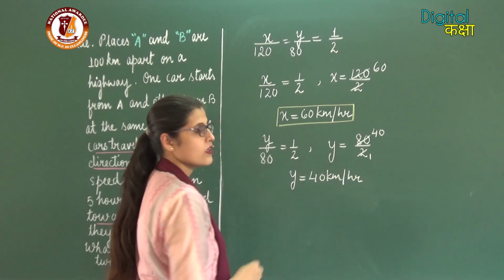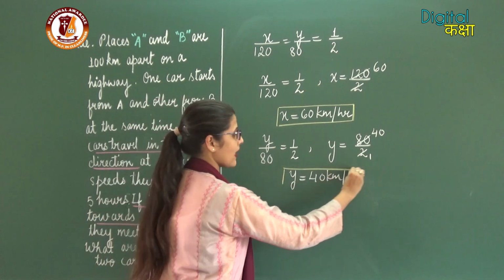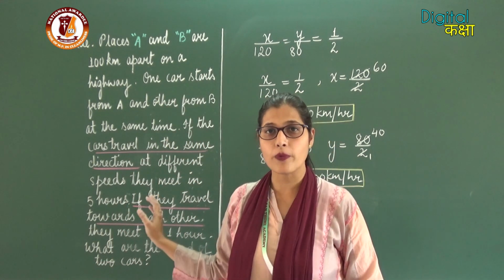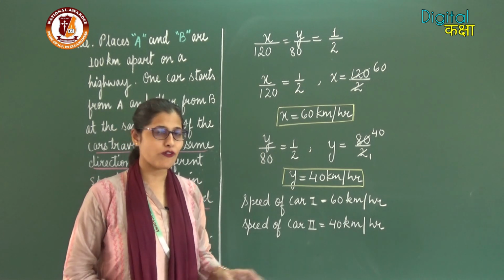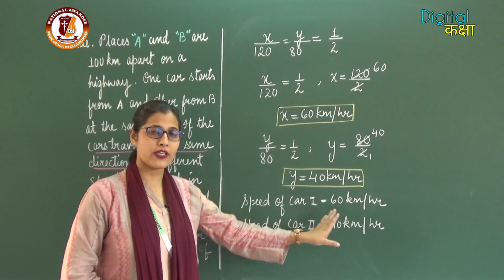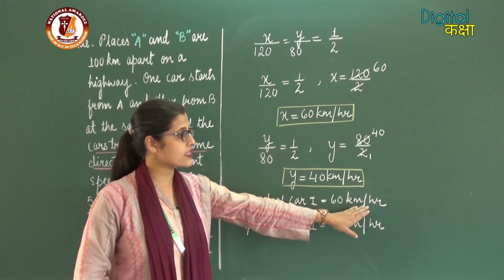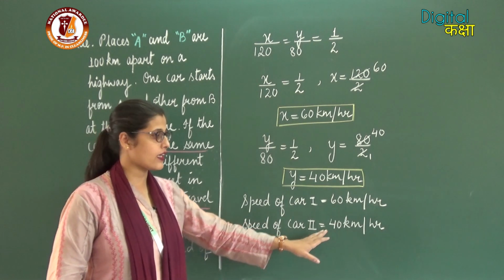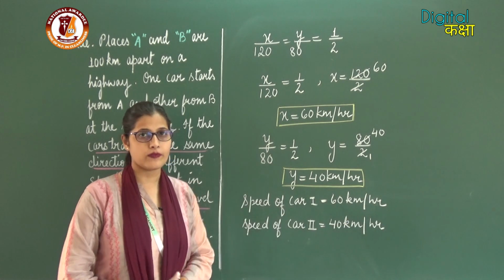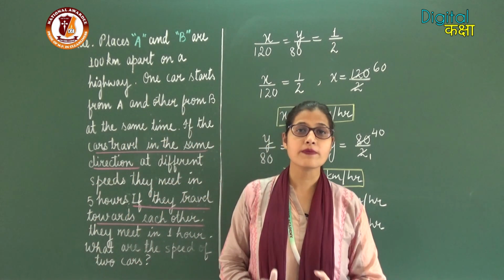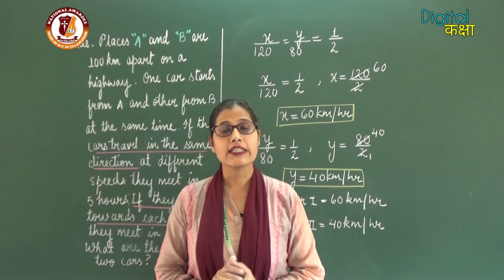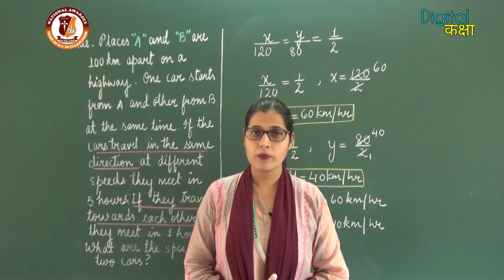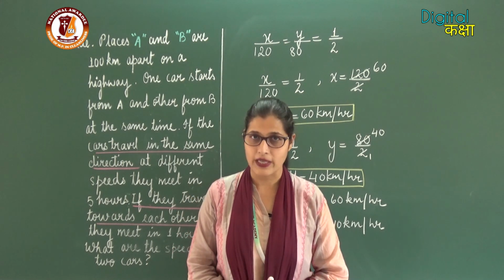So by solving this, we got the values of x and y, which is the solution of the given word problem. Thus, the speed of car 1, which was variable x, is equal to 60 km per hour, and the speed of the second car is 40 km per hour. So, by using the cross multiplication method, you can easily find the solution of any of the given problems. I hope you understood the cross multiplication method.